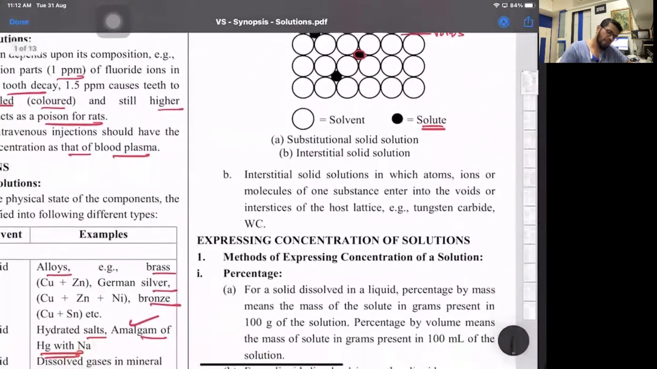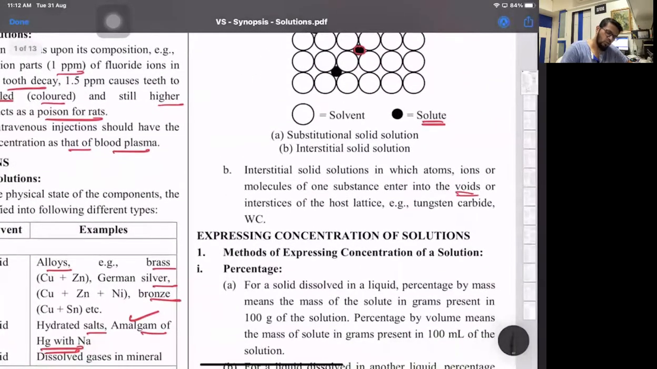That is one. Atoms of one kind enter the voids of the host lattice. Lattice is basically the array in which you arrange the atoms, molecules, or ions in the three-dimensional arrangement. Like tungsten carbide, that is called WC. It is used for a knife which is used for cutting metals. All right, that's tungsten carbide over there, a very hard material.